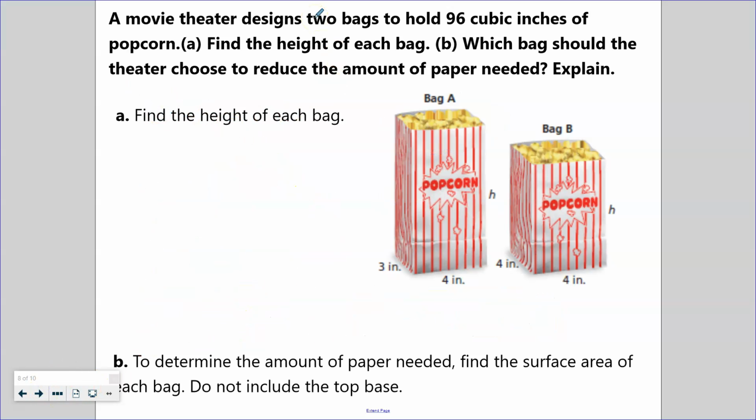All right, so a movie theater designs 2 bags to hold 96 cubic inches of popcorn. Find the height of each bag. Which bag should the theater choose to reduce the amount of paper needed? So it said that the 2 bags hold 96 cubic inches, so that just means inches cubed. So that tells us it's volume. And so we have volume. So using our formula, volume is area of the base times the height.